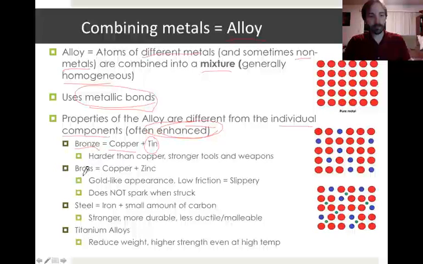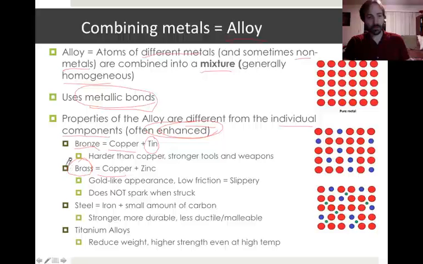Now, another alloy using copper is known as brass. Brass uses zinc instead of tin, and you get a gold-like appearance, and it turns out brass has a really low friction, meaning it's kind of a slippery metal. So if you need metals to be able to slide past each other, you might want to use a brass alloy. Also, when brass collides with brass, it does not spark. So if you need to use metal around a flammable substance and you're worried about sparks triggering an explosion, then using brass might be the way to go, because you won't create a spark.